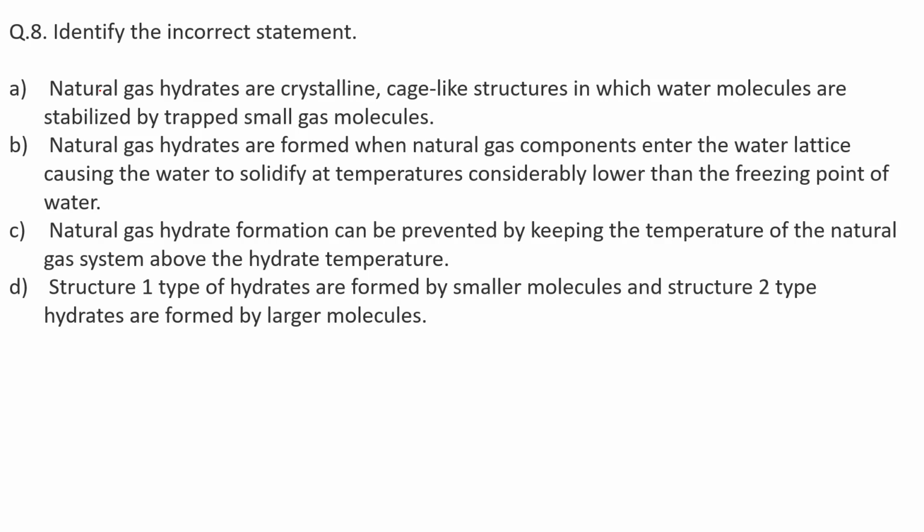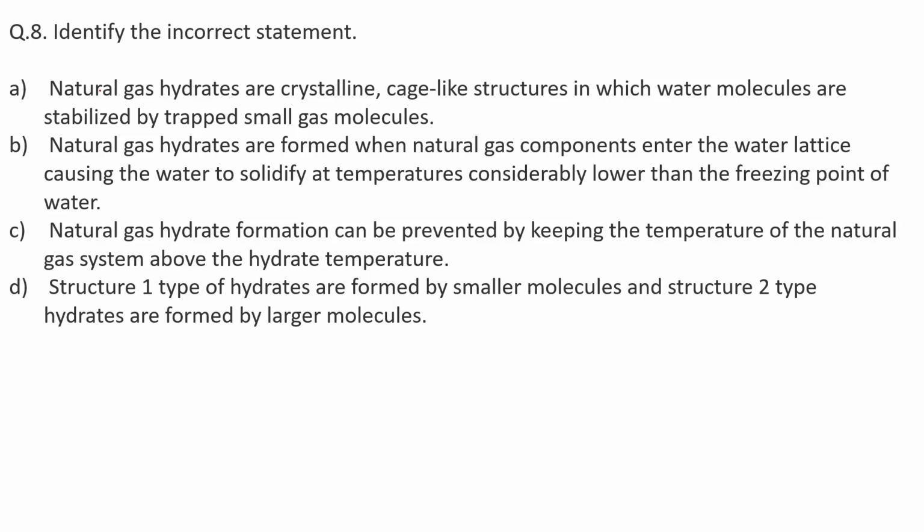Option C. Natural gas hydrate formation can be prevented by keeping the temperature of the natural gas system above the hydrate temperature. And option D. The structure 1 type of hydrates are formed by smaller molecules and structure 2 type of hydrates are formed by larger molecules.